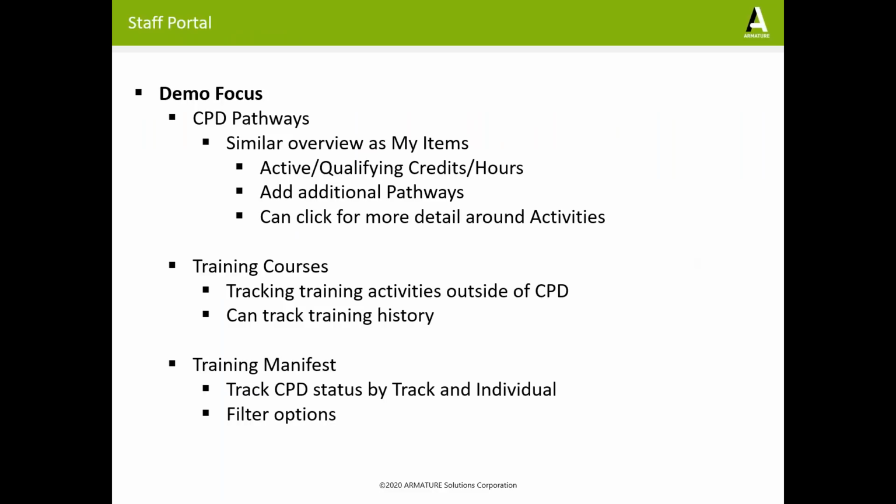From a staff standpoint, what I'm going to walk you through is going to be a very similar view to what we just saw from an end user perspective, where we'll be able to see how many active or qualifying credits an individual has submitted so far. We'll also be able to see additional details. We can even add activities ourselves if we'd like on behalf of that individual. But we'll also be able to see how we potentially can add that individual to additional pathways or tracks.